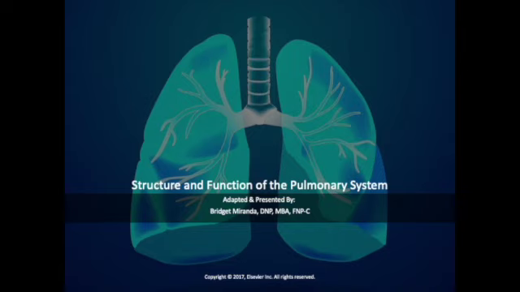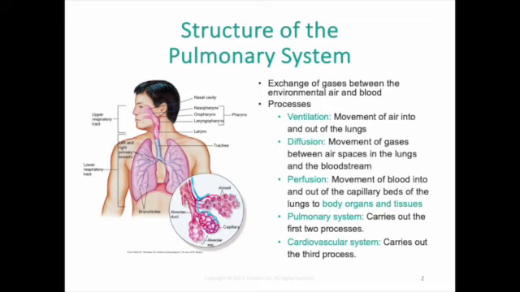This is a review for the structure and function of the pulmonary system. Before we get into the pathophysiology and the alterations of the pulmonary system, let's review. We're going to review the structure of the pulmonary system, remembering that the main function is to exchange the gases between our environmental air and blood. And there are some processes that help do this.